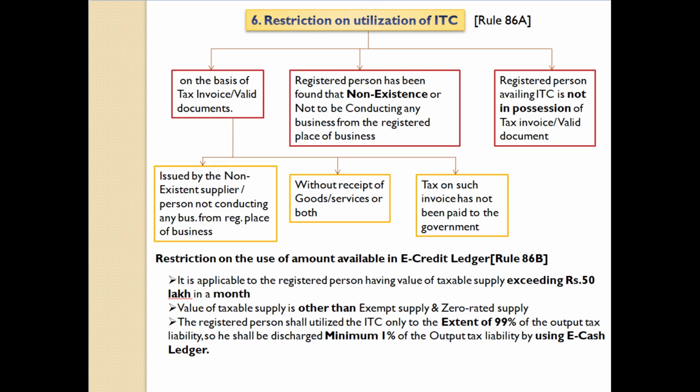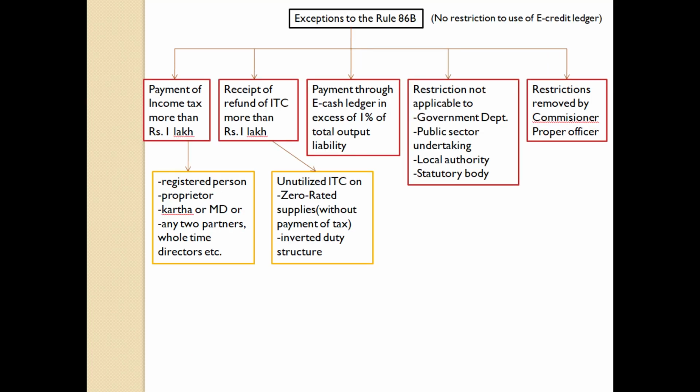And the restriction is that for a registered person to discharge his output tax liability, the amount available in the electronic credit ledger shall be utilized only to the extent of 99% of the output tax liability, which means he cannot utilize more than 99% of the output tax liability. So he must pay a minimum of 1% of the output tax liability by using the e-cash ledger for discharging his output tax liability.